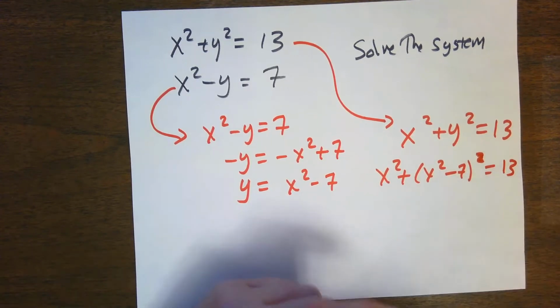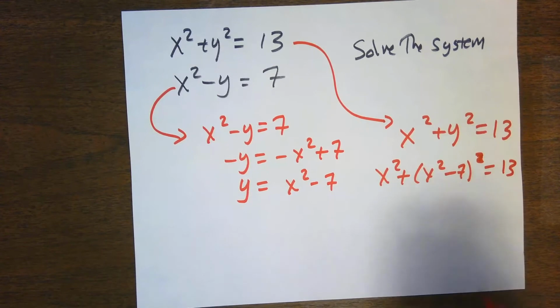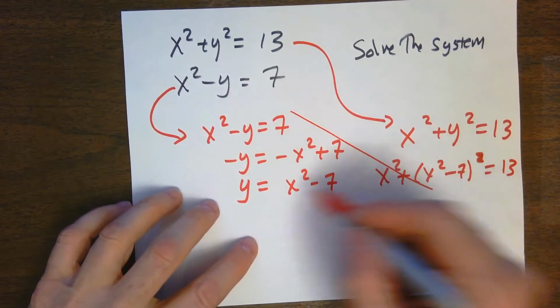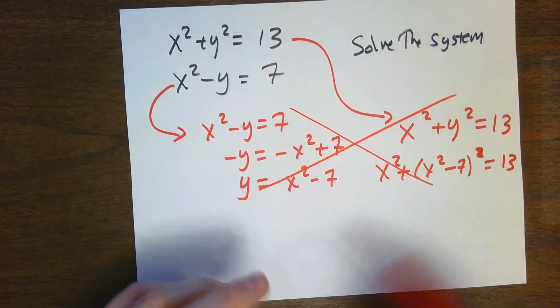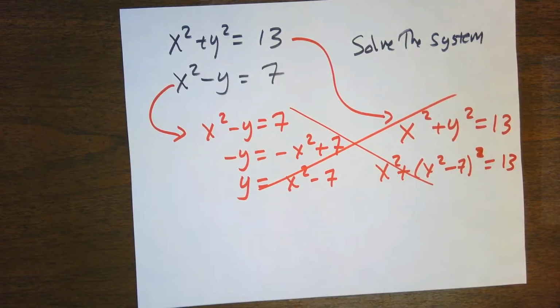I don't want to do that. Oh no, this is going to get messy. That's not a good idea. I'm going to get x to the fourths and all sorts of crazy stuff going on. Let's do something a little different.